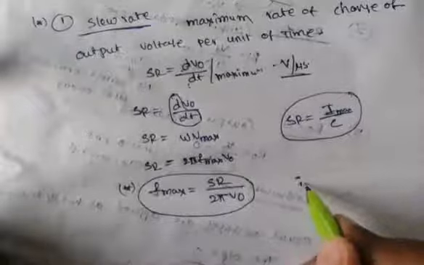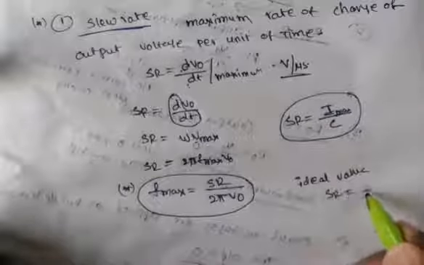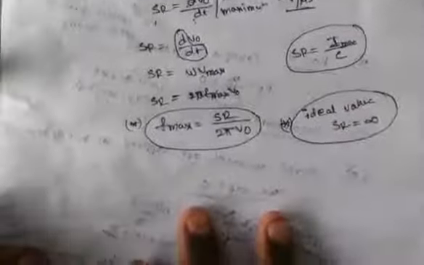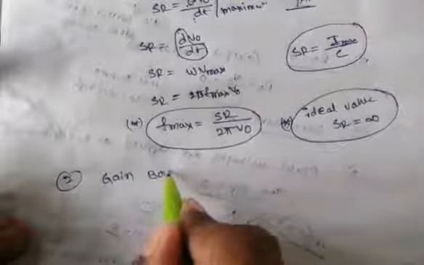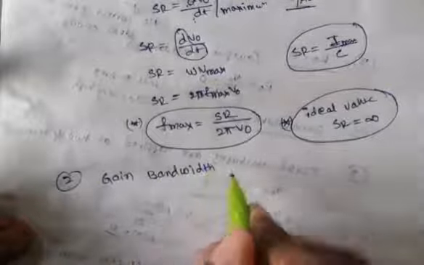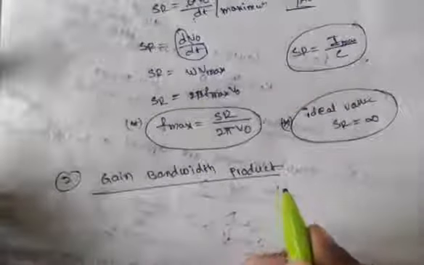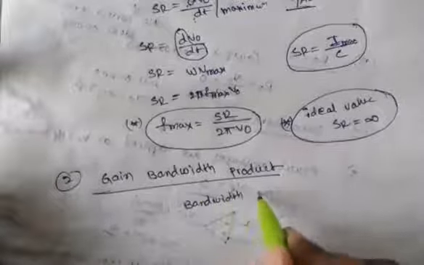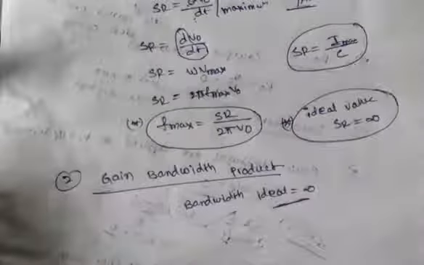And the ideal value of slew rate should be infinity. This is a star point. The ideal value of slew rate is infinity. And the second one is gain bandwidth product. Already we know the bandwidth for an ideal operational amplifier should be infinity.